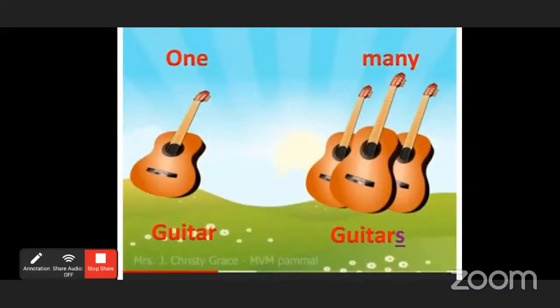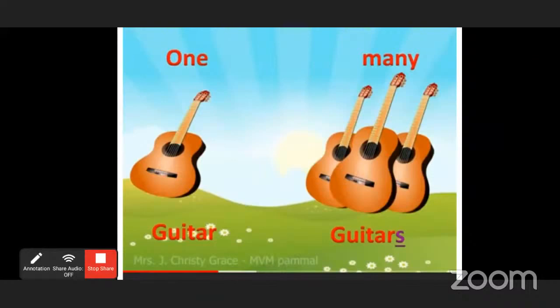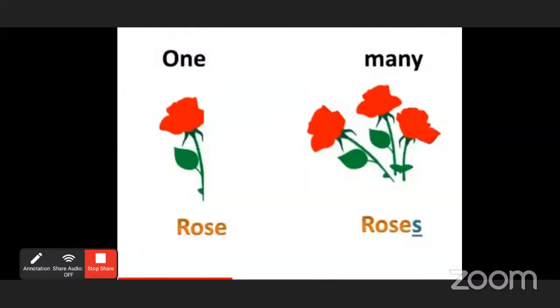Now what is in the picture? One guitar, many guitars. Yes. One guitar, many guitars. We add s in many. Next. One rose, many roses. One rose, many roses. Okay.